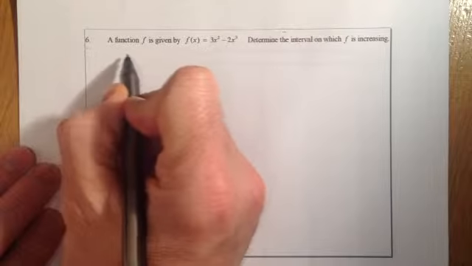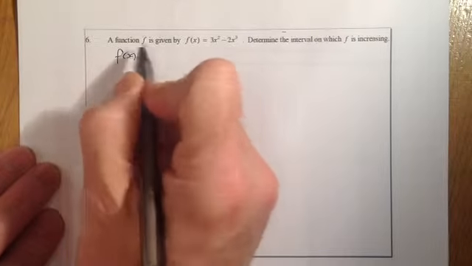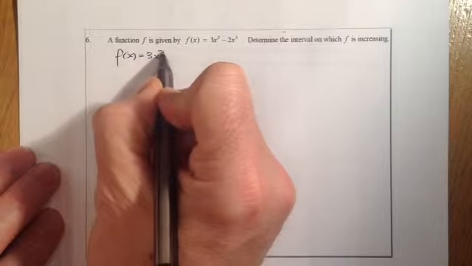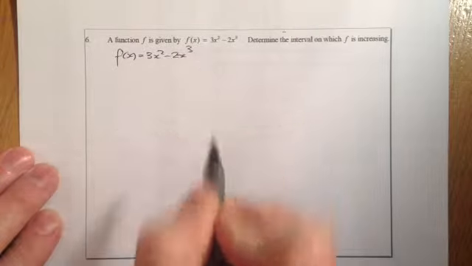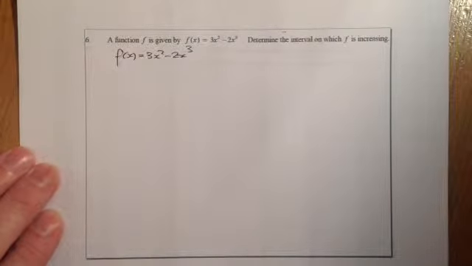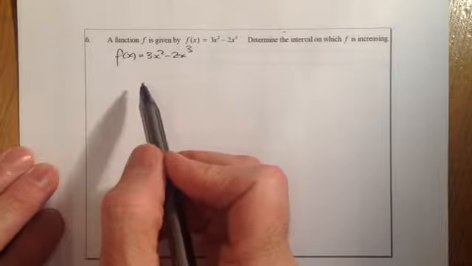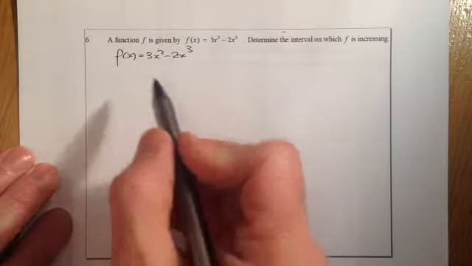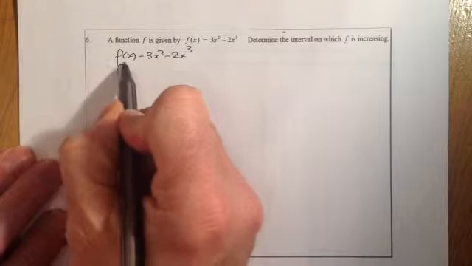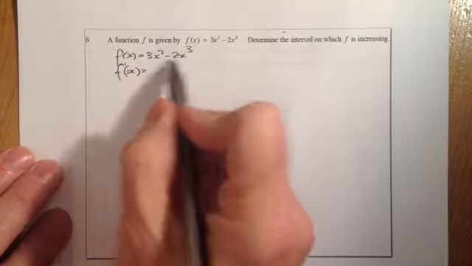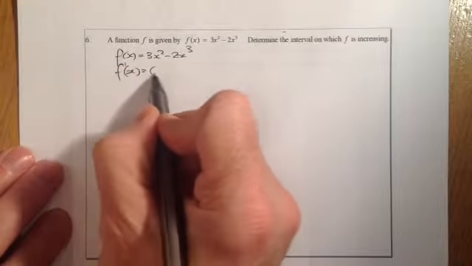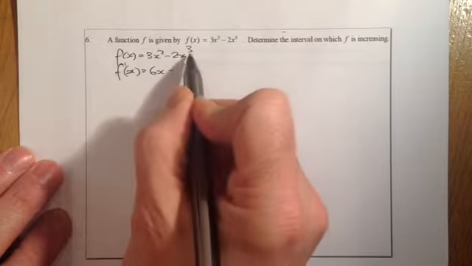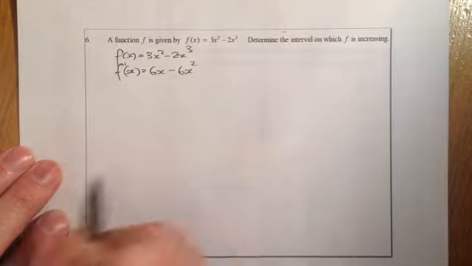So we're going to start with the curve. What we've got is f of x is equal to 3x squared minus 2x cubed. Right then, so let's get this differentiated right away. Okay, so we'll go for f dash x. It's in a form that we can differentiate. So it's going to be 6x minus 6x squared.